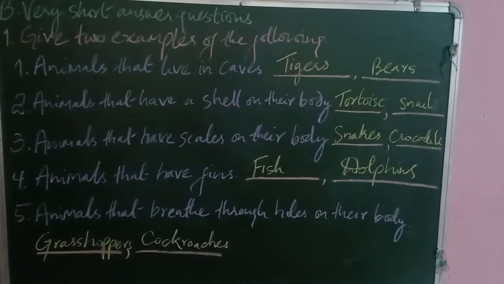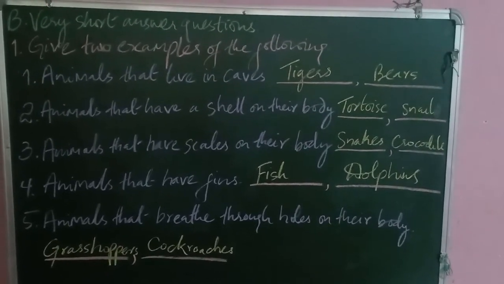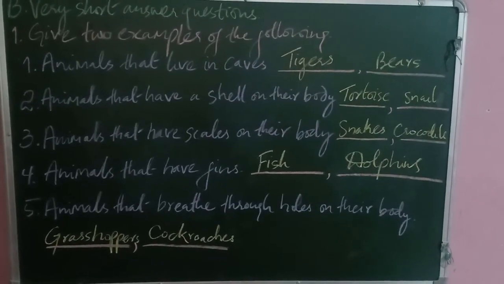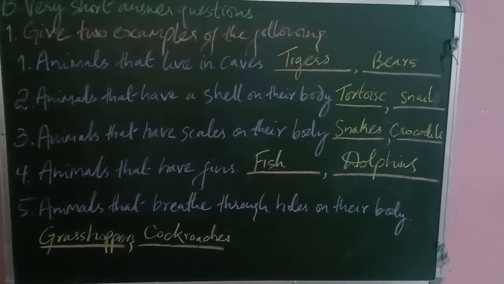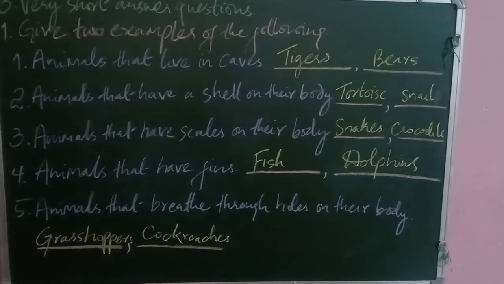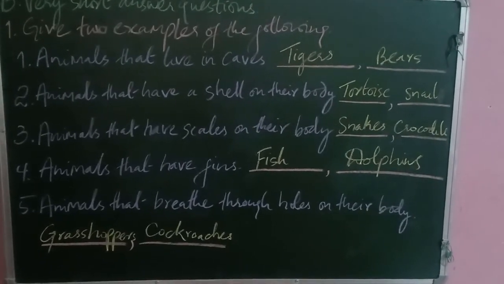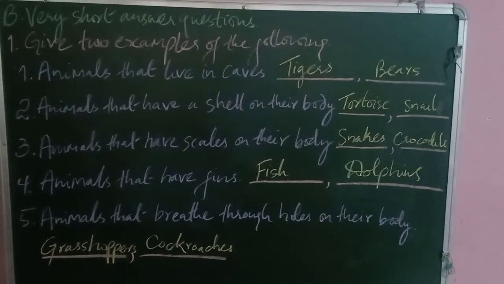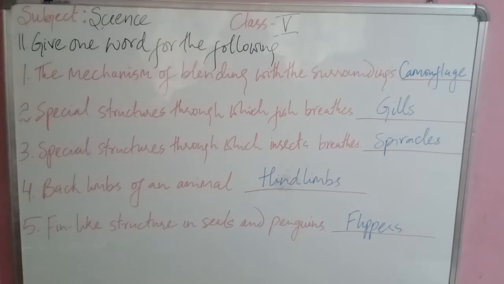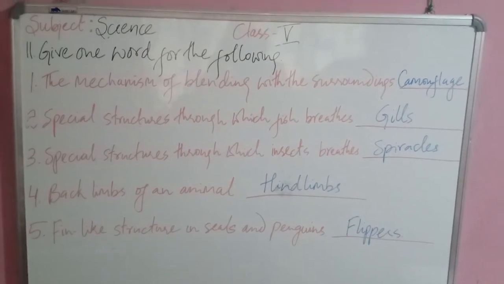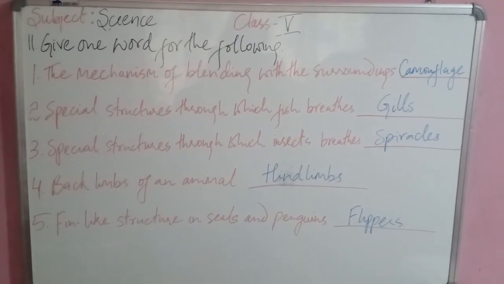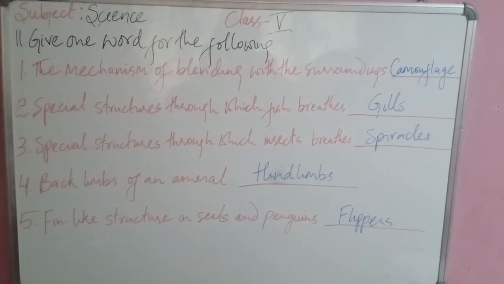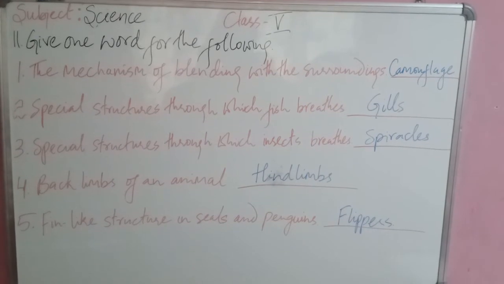Question 4, animals that have fins. That will be your fish and dolphin. And question 5, animals that breathe through holes on their body. That will be grasshoppers and cockroaches. Moving on. Give 1 word for the following. The first question is the mechanism of blending with the surroundings. You have to write camouflage.